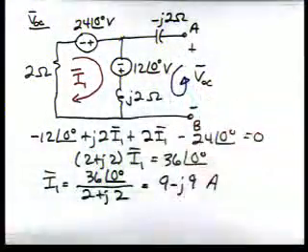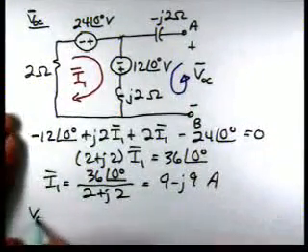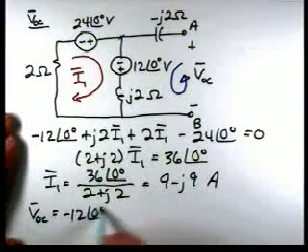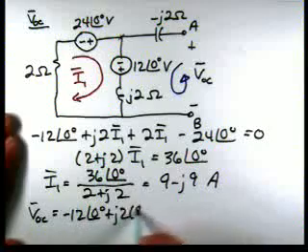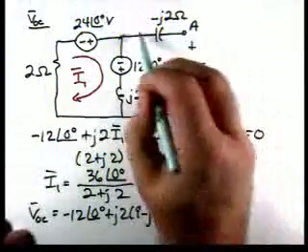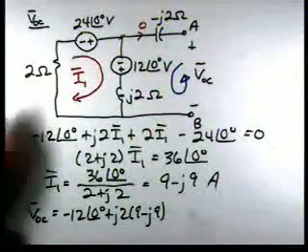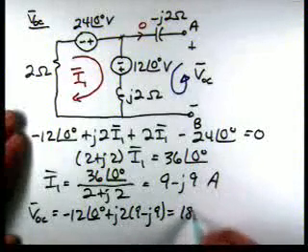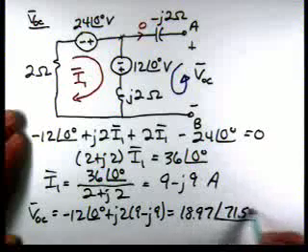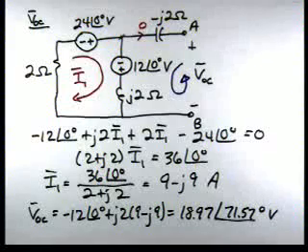Now we're going to apply KVL around this loop to find VOC, and we get VOC is minus 12 at an angle of 0 plus J2 times 9 minus J9. There's no voltage across this element because the current flowing through it is 0. So the open circuit voltage is 18.97 at an angle of 71.57 degrees. That completes our calculation of the open circuit voltage.